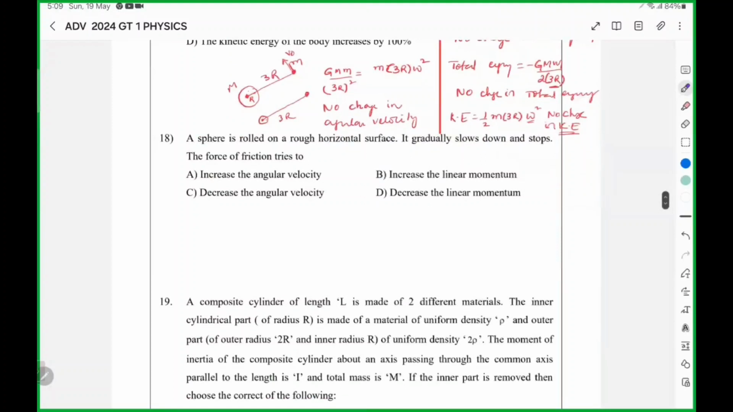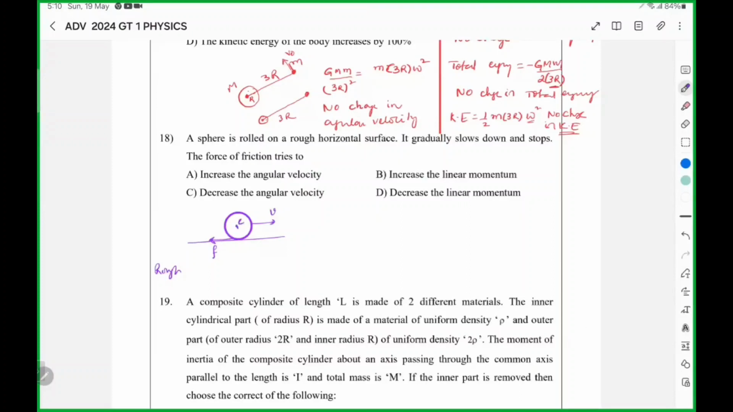Here, a sphere is rolled on a rough horizontal surface. So since the surface is rough, definitely friction will be there. Here the body is moving in this direction. Force of friction, let us assume that it is in the backward direction.